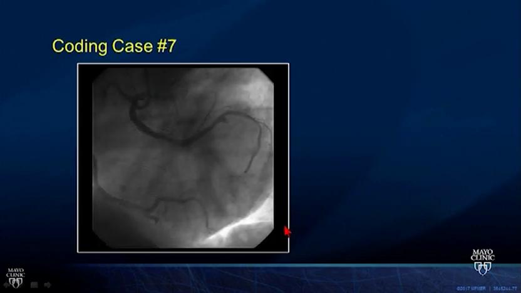All right, here's another case. I'll give you another 10 to 20 seconds here. This is probably a little more tricky, so just orient yourself to the view.